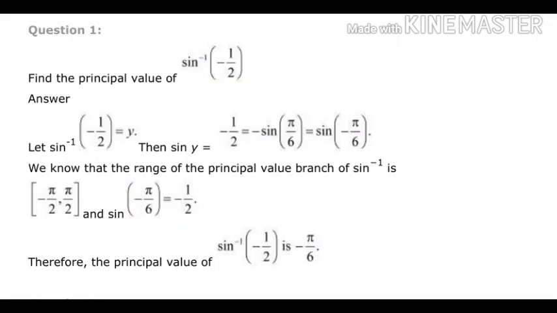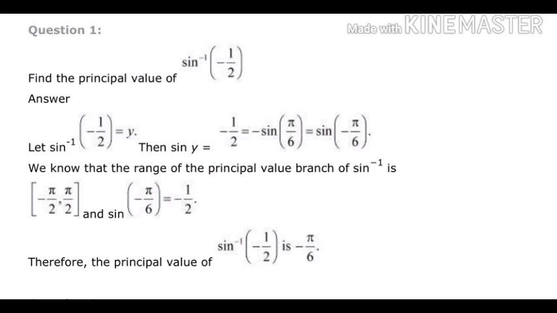Find the principal value of sine inverse minus 1 by 2. Let sine inverse minus 1 by 2 be equal to y. We have to do each question like this. Whatever is given, just assume it equal to y. Then if we transfer sine inverse to the other side, it will be sine y. So sine y is equal to minus 1 by 2.